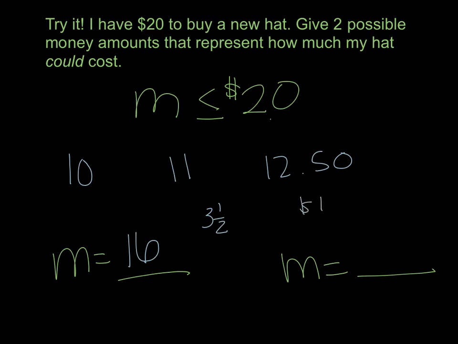It could cost $20. But could it cost $20.01? No, it can't. That's too much. But it could cost anything less than $20 that's still a positive number. That's something you want to make sure of, that you didn't put a negative number in this situation, because that doesn't make sense. I would not go to the store and buy a negative dollars hat. It has to be a positive number that's $20 or less.